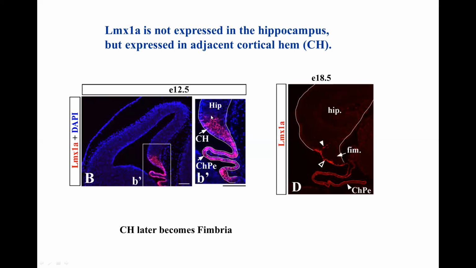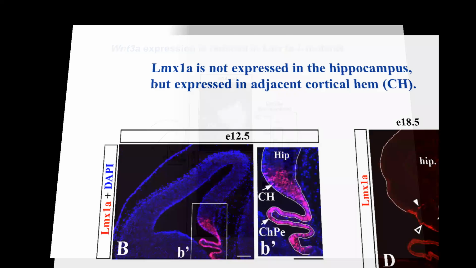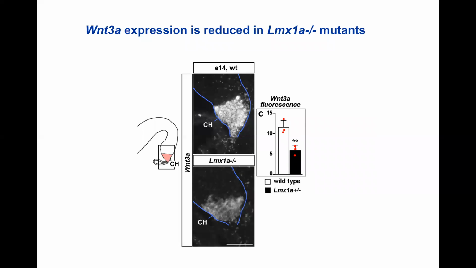And you can see that Lmx1a is expressed in the cortical hem, and then its expression is maintained in fimbria at later stages, but no expression of Lmx1a is present in the hippocampus itself. So we hypothesized that Lmx1a regulates expression of Wnt3a in the cortical hem. And we studied Wnt3 expression in wild-type embryos and Lmx1a mutants using in situ hybridization.